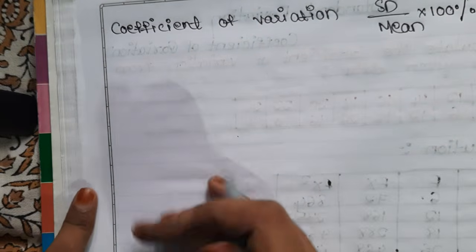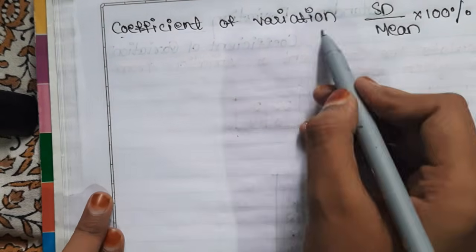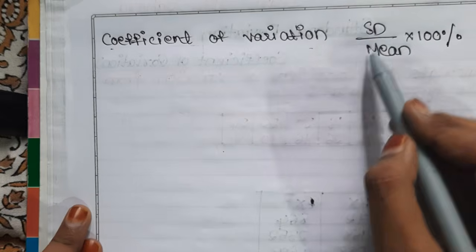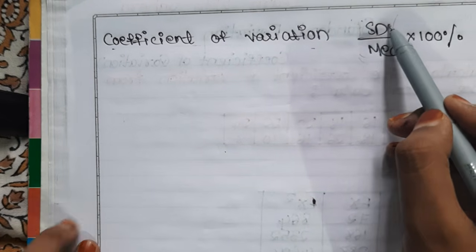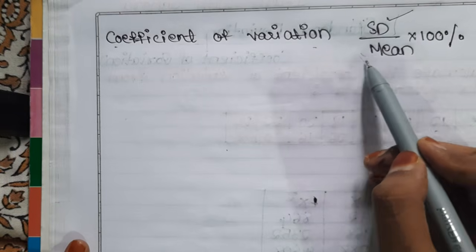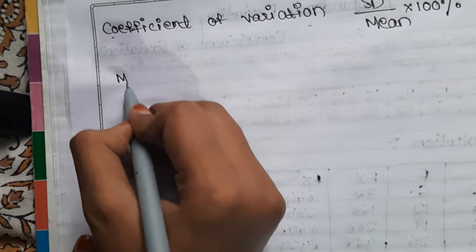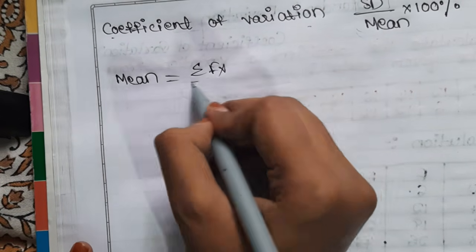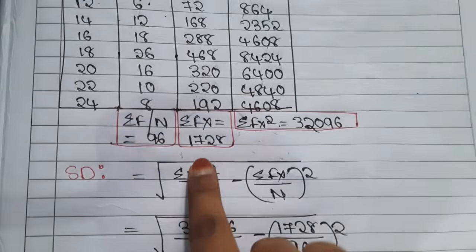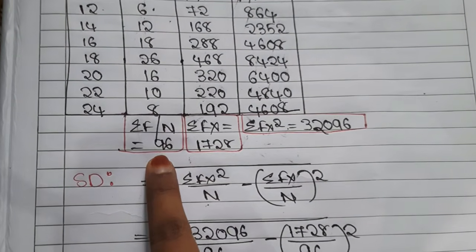Now in order to find the coefficient of variation, we need standard deviation and mean. Already we have seen the standard deviation calculation. We got standard deviation, but mean has not been found till now, no? So let us calculate mean. What is the formula of mean? Mean formula is sigma fx by n. How much is sigma fx? It is 1728. How much is n? 96.